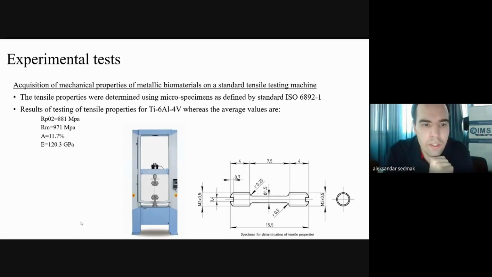Now, the acquisition of mechanical properties is done on a standard tensile testing machine. In our previous research, we used microspecimens defined by the ISO 6892-1 standard. The results acquired include yield stress, ultimate tensile stress, the elastic modulus, and so on.